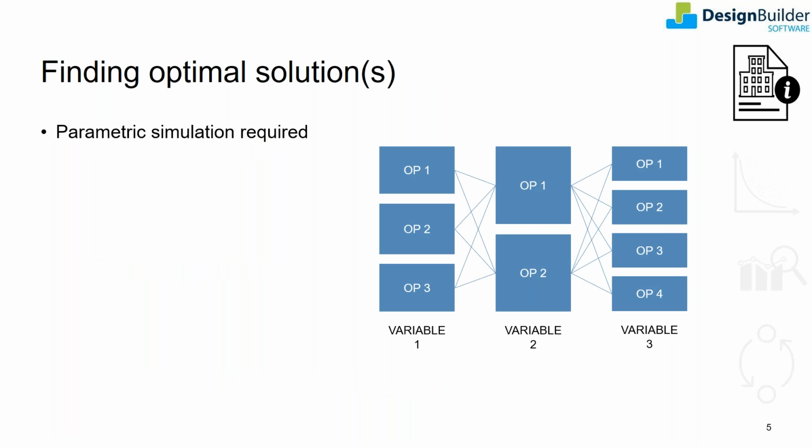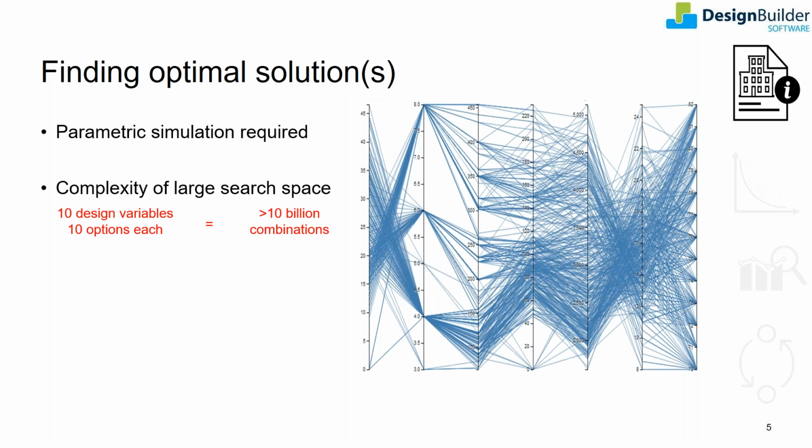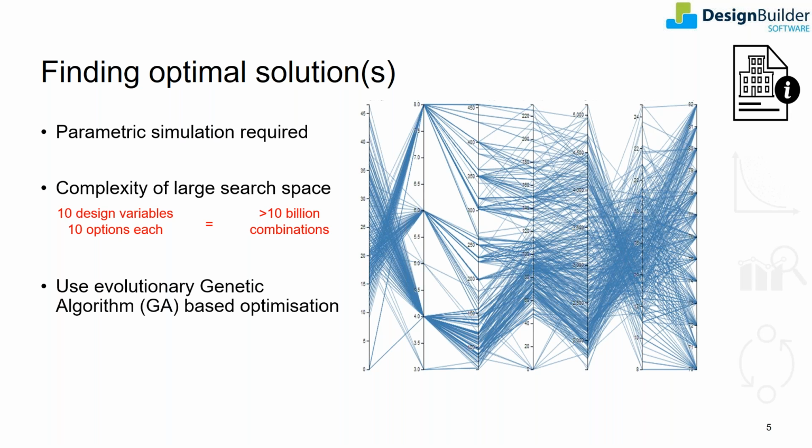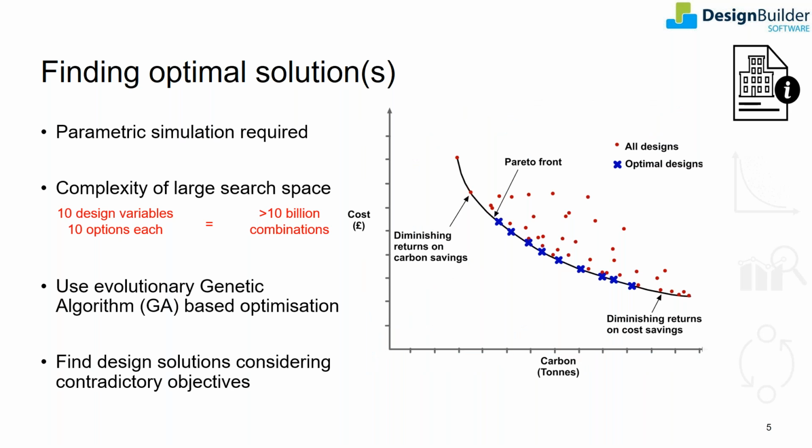We must analyze all possible combinations of all design variables that are affected by energy conservation measures to find the optimal solutions. The downside of this analysis is that all possible design variation combinations can lead to a very large search space. 10 design variables with 10 options means more than 10 billion combinations. Optimization using genetic algorithms simplifies this. GAs efficiently identify the best solutions considering the set objectives, which can be presented along a Pareto front.